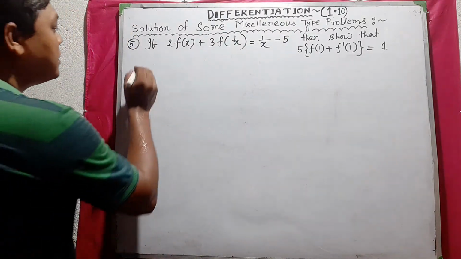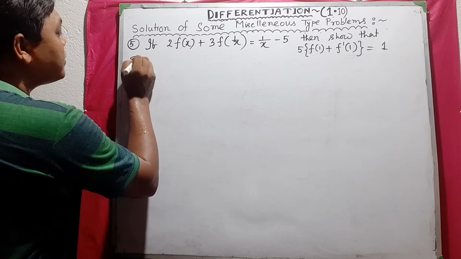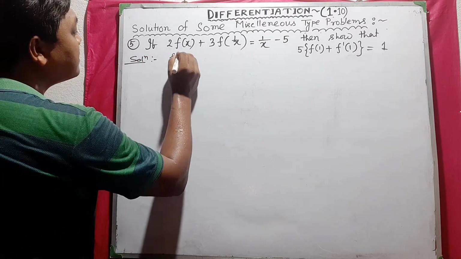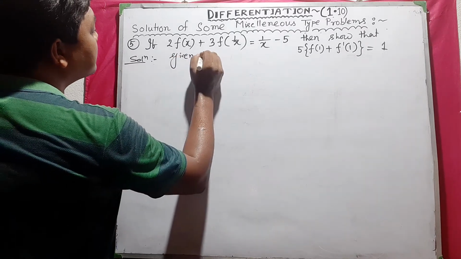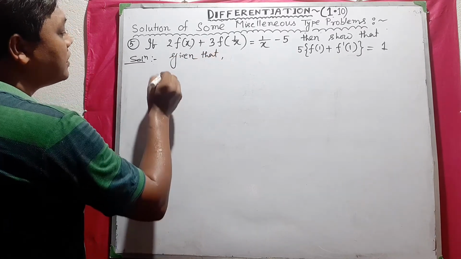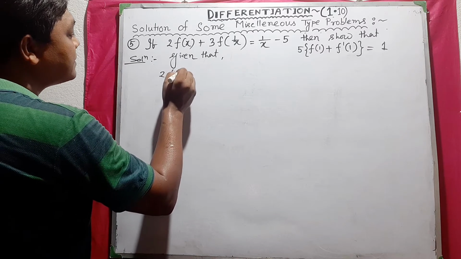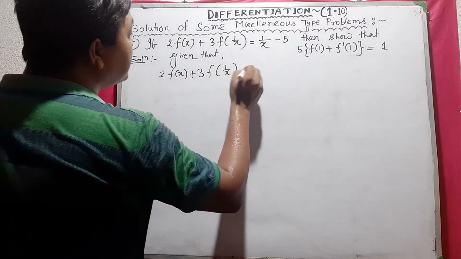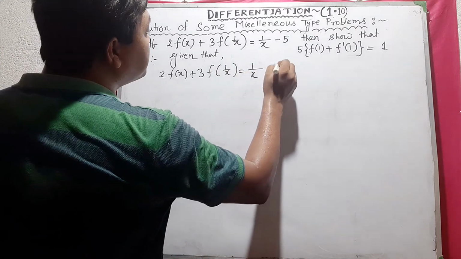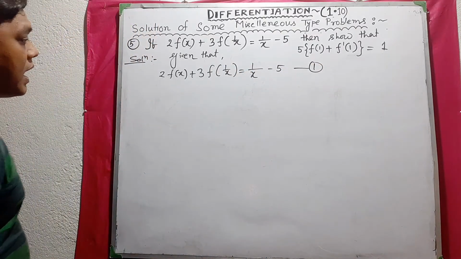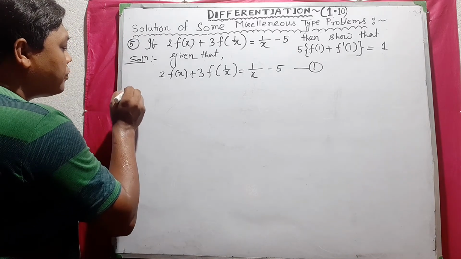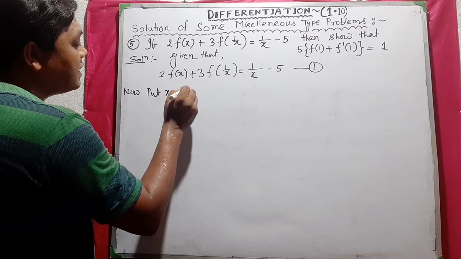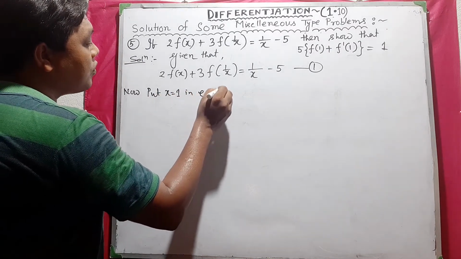So now, solution. The given information is that 2f(x) plus 3 into f(1 by x) equals 1 by x minus 5. This is equation number 1. Okay, now put x equals 1 in equation 1.